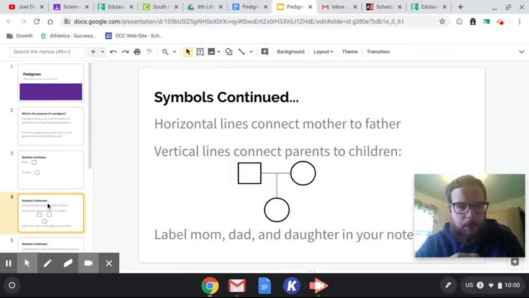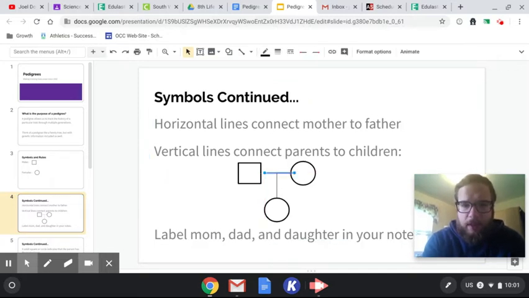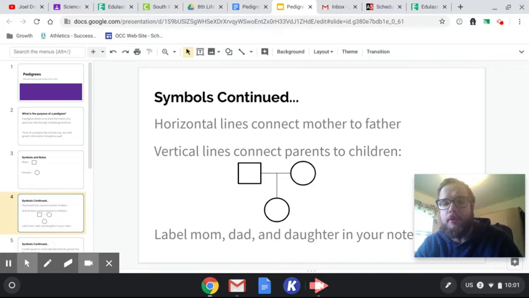Okay, so let's get some more symbols. You've got horizontal lines. If you've got a line going across, like this one, that is showing you that those two individuals are reproducing. So that connects mom to dad. If you ever see a horizontal line like this, that indicates that these two people are going to create an offspring. And then your vertical line here is going to show that this offspring down here came from these two parents up here. So vertical lines show where this particular offspring came from.